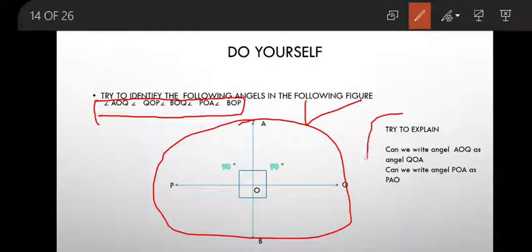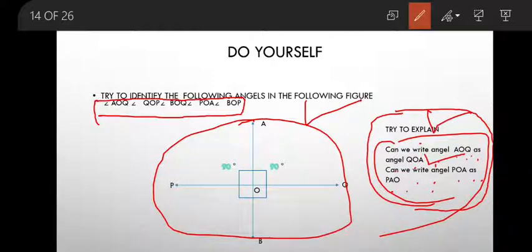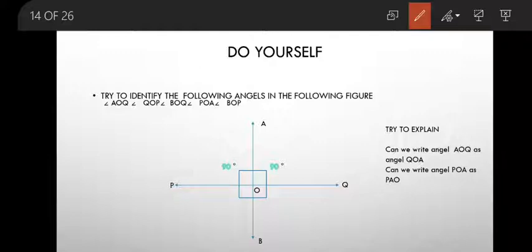Try to explain. Can we write angle AOQ as QOA? Can we write angle POA as angle PAO? Try to explain these two questions also. If you can write AOQ as angle QOA, then why? If we cannot write this, then why? Give the explanation. Okay. Do it yourself.